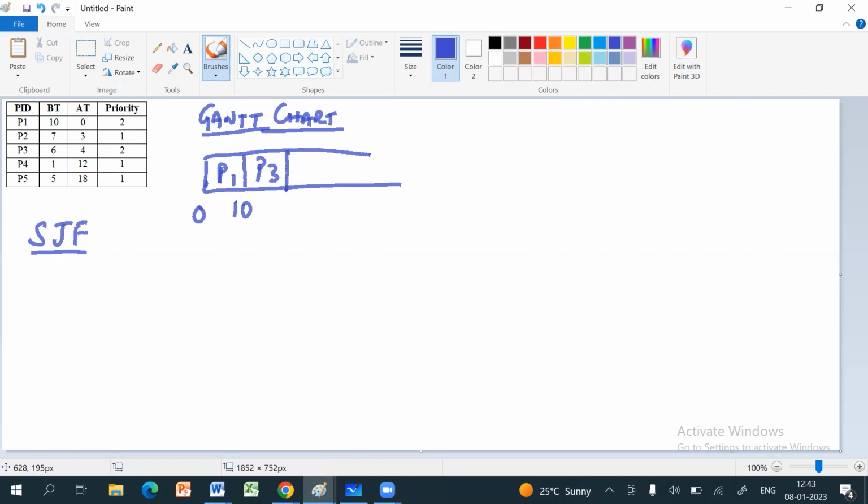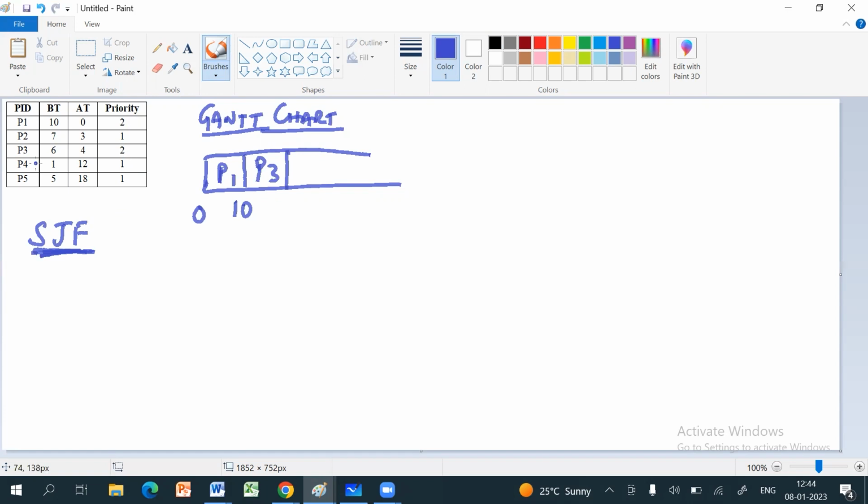So P3 will be scheduled first. So P3 will be given the chance to schedule first because of the shortest job first that we are using here. That is the condition in shortest job first, right? So whichever has the shortest job, that will be scheduled first. Now, unlike the first time where we had at time 0, because P2, P3, P4, P5 have not yet arrived at time 0, P1 was the only one. So we had to schedule P1.